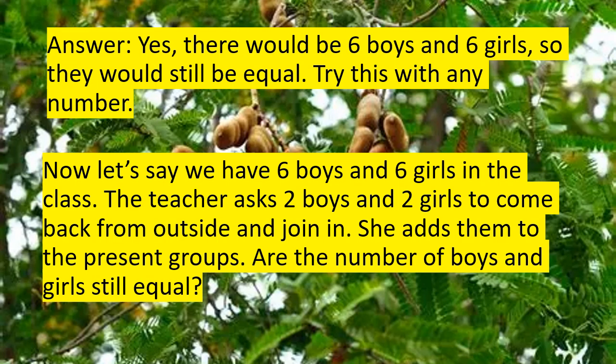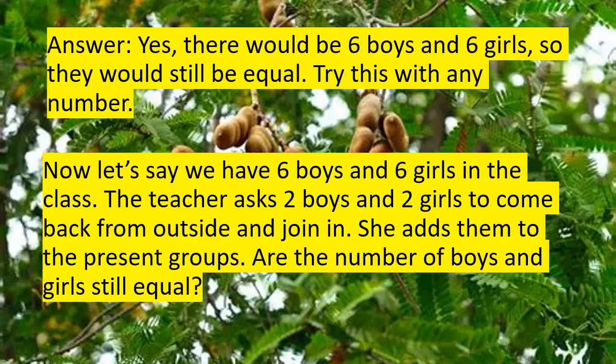And you can try this for any number. Suppose we do it with 1. We say 1 boy and 1 girl was sent out. Then it would be 10 minus 1 boy for the boys equals 9. 10 minus 1 girl for the girls equals 9. They are still equal. You can do it with any number you choose.